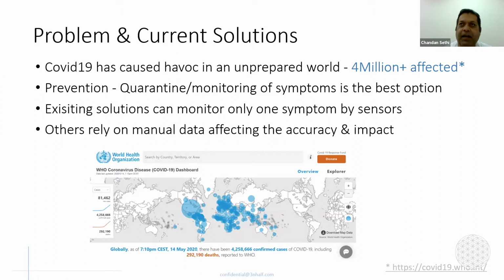And existing solutions, when we look at multiple wearable devices or even pulse oximeters, they are able to detect only one of these symptoms. So the algorithms, when you build, it's using only one attribute. Yes, it is possible, but then it's good to have multiple attributes. And others are relying on manual data. So we have come across cases where people have to fill an Excel file, a simple form, how much fever or how much temperature they are having, or if they are having cough or not. So we believe that will affect the quality of data and impact whatever decisions we are going to make.